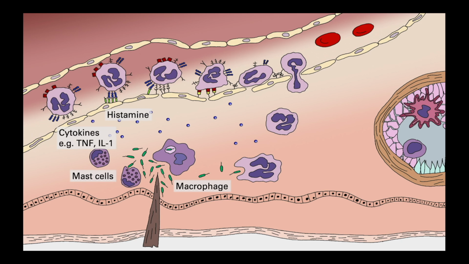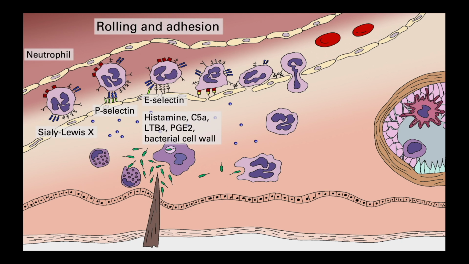The process is initiated by the release of cytokines like TNF-alpha and interleukin-1 beta that have already been discussed, and these are released by activated tissue-resident macrophages and mast cells and act on the vascular endothelium. These cytokines will upregulate the expression of E-selectin, whilst P-selectin is expressed on endothelial cells that have been activated by histamine, complement component C5a, leukotriene B4, or bacterial cell wall components like LPS.